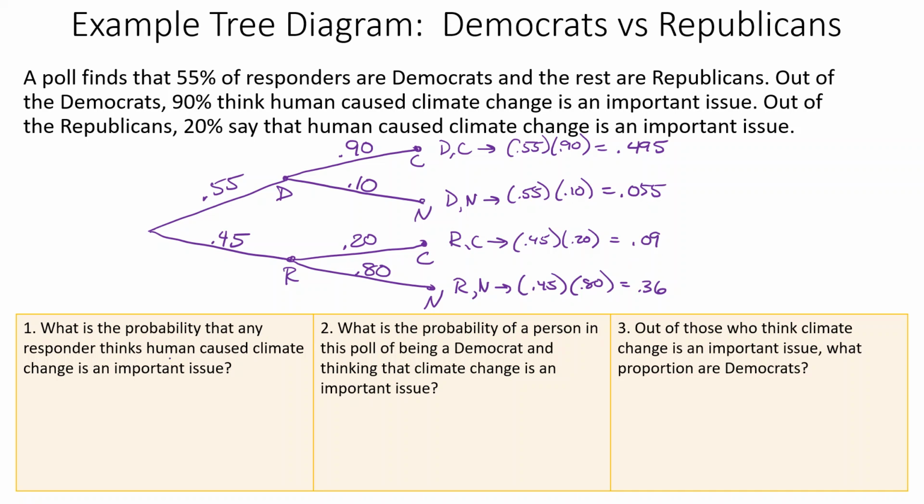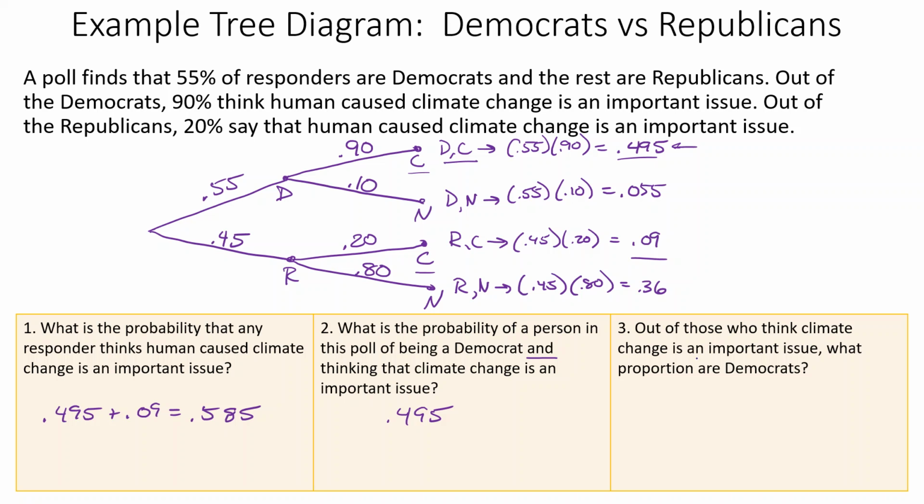What is the probability that any responder thinks human-caused climate change is an important issue? So those are the C's. Climate change, climate change. So that's this number and that number. So that's 0.495 plus 0.09, which is going to be 0.585, I believe. Doing the math here in my head on the fly. Number 2, what's the probability of a person in this poll being a Democrat and thinking that climate change is an important issue? So we want D and C. That's this top one. So that's just this number right here. So that is the 0.495.